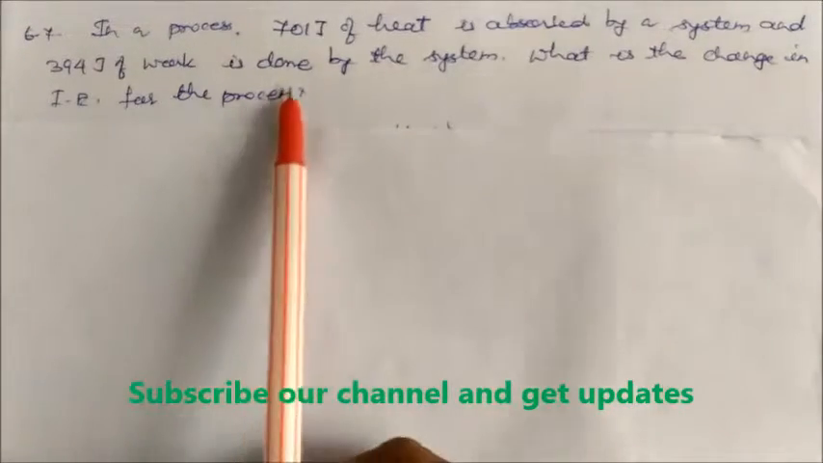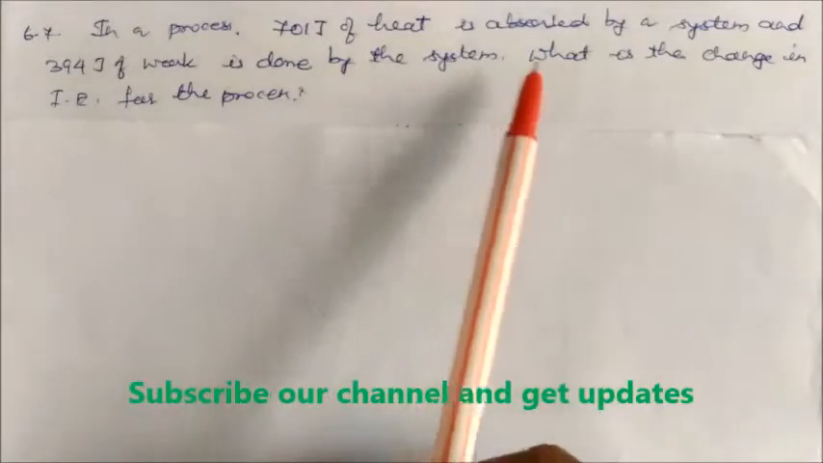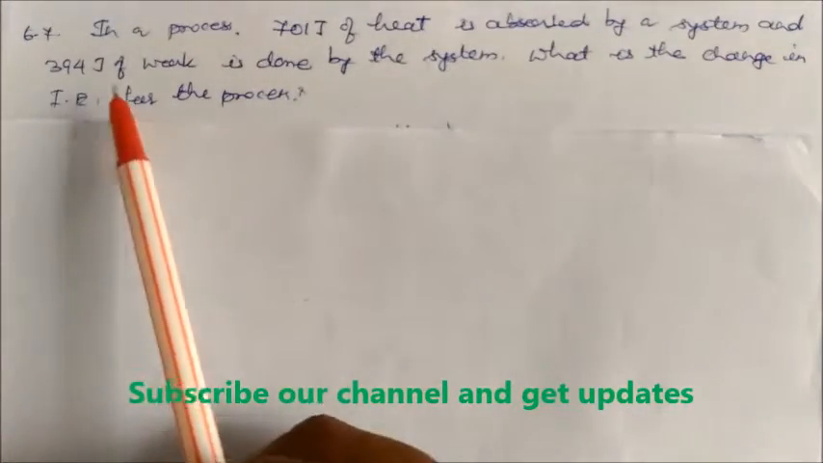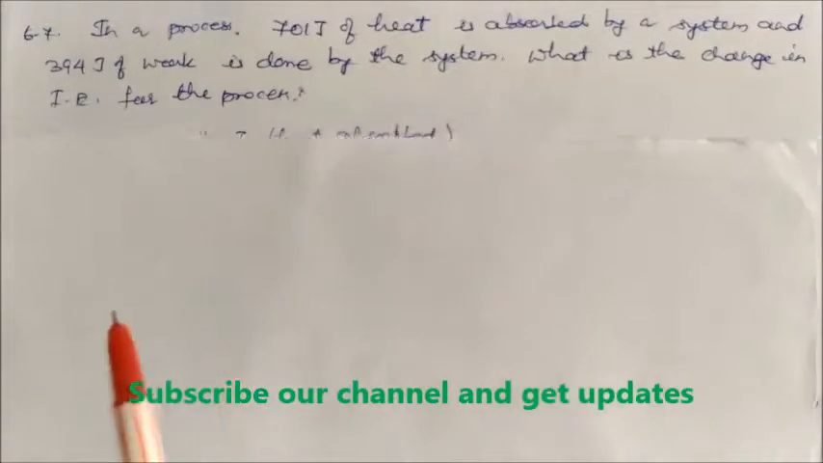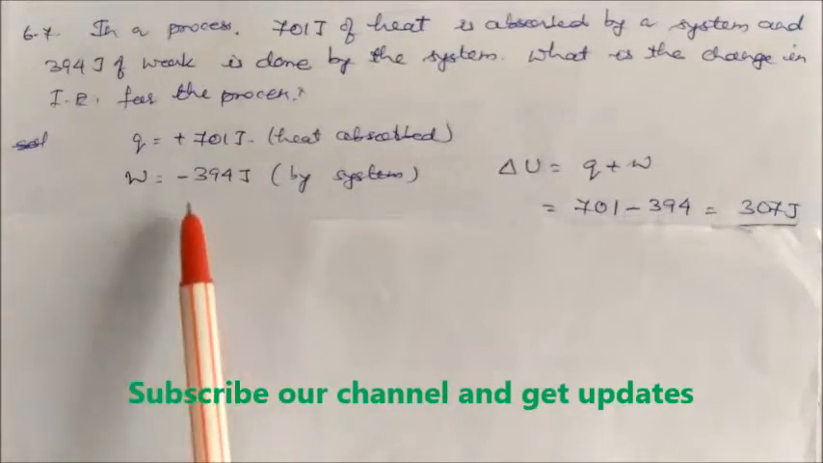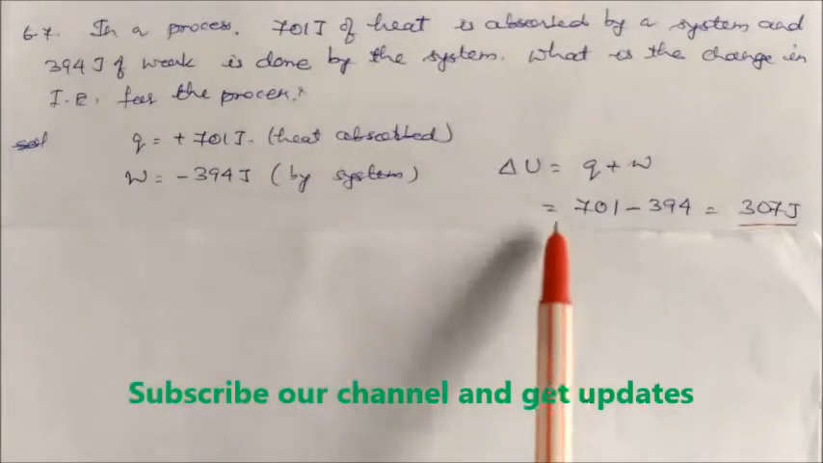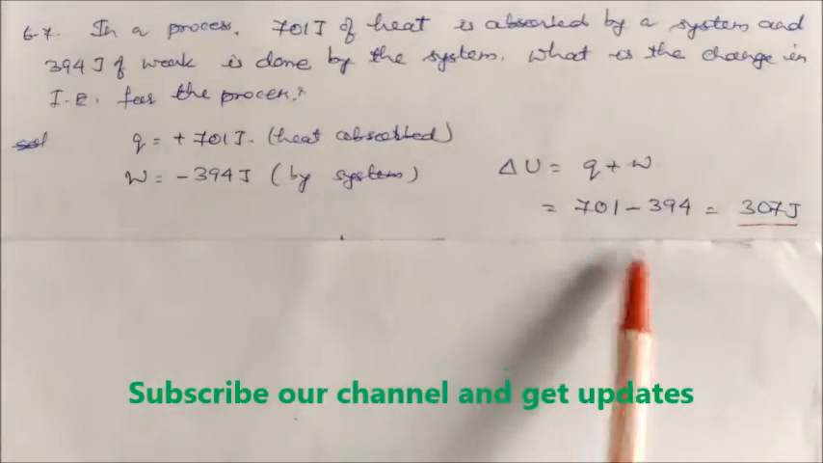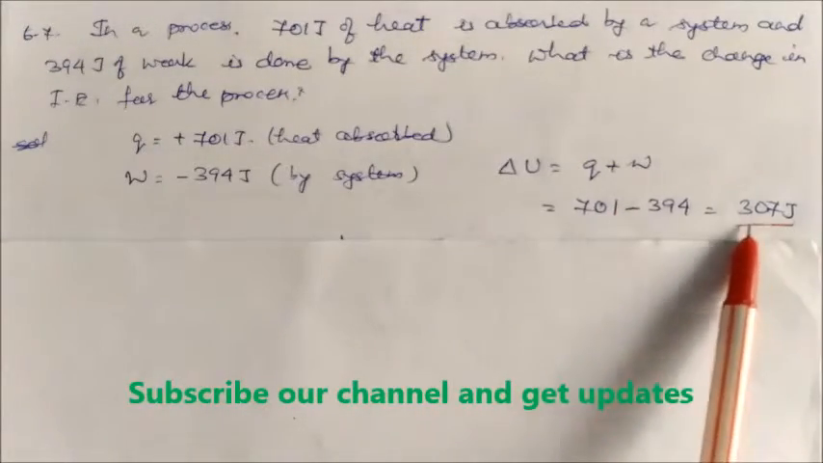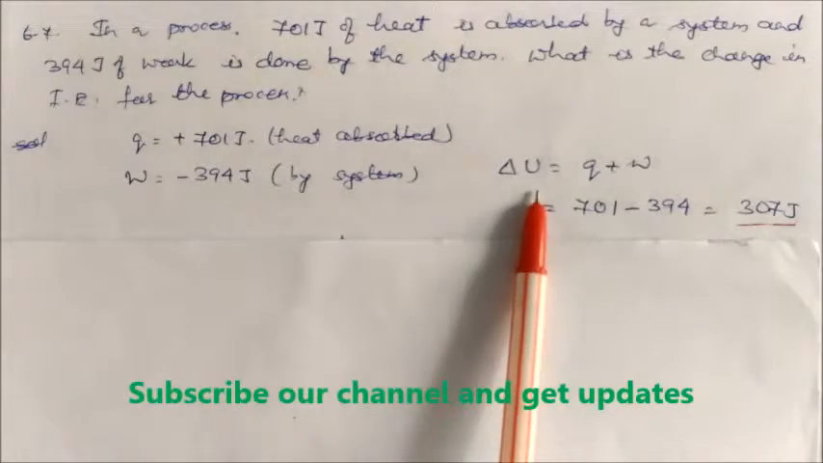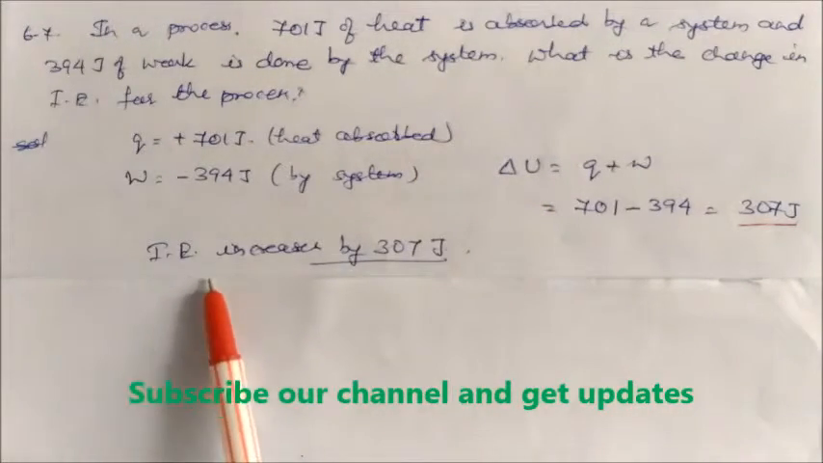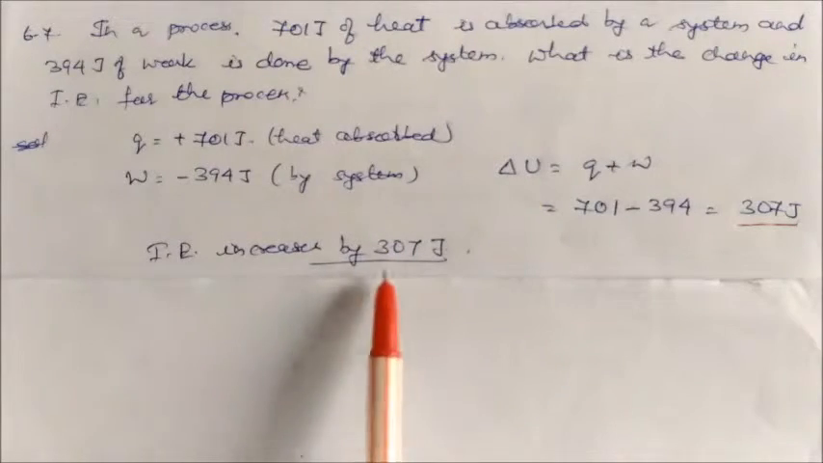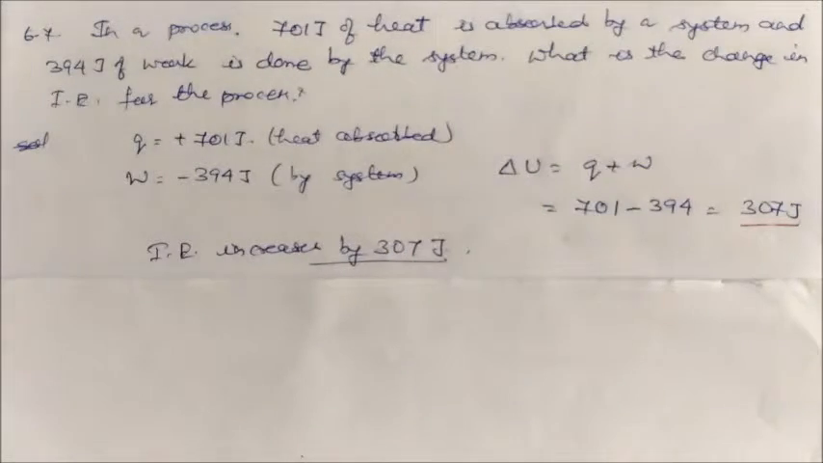In a process, 701 joule of heat is absorbed by a system and 394 joule of work is done by the system. What is the change in internal energy for the process? So Q is given, W is given, so delta U is equal to Q plus W. Just substitute the values, so we will get 307 joules. So internal energy is increased by 307 joule.